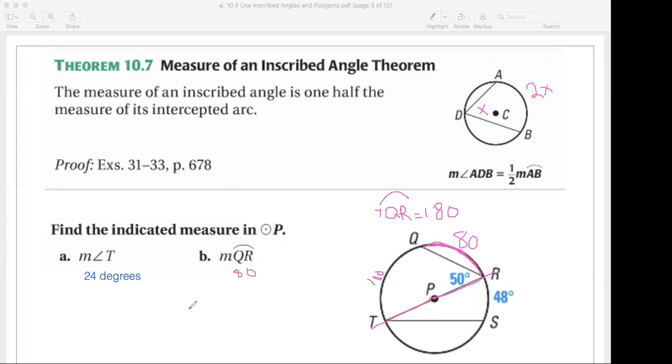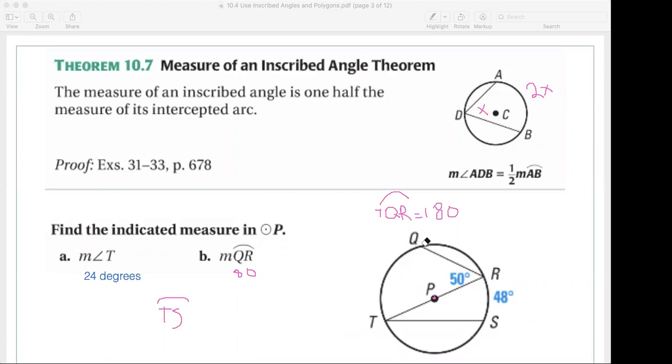Since we're here, why don't I have you guys find arc TS? So take a moment and pause it and find what the measurement of arc TS is. That's here, TS. All right, let's go ahead and find it. Hopefully you found it already and you pushed play.